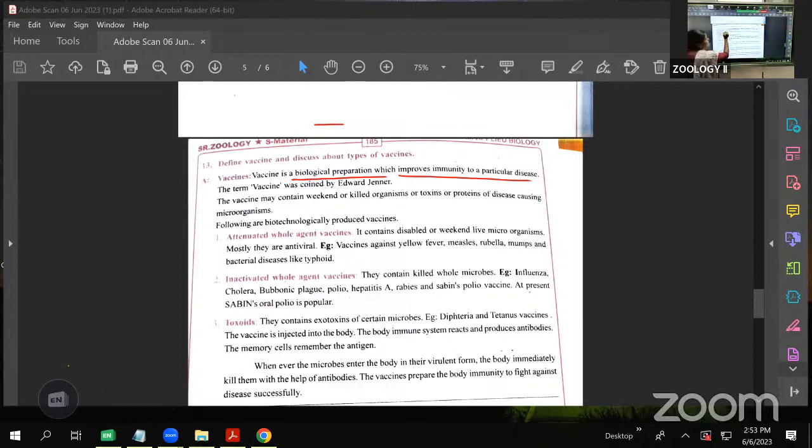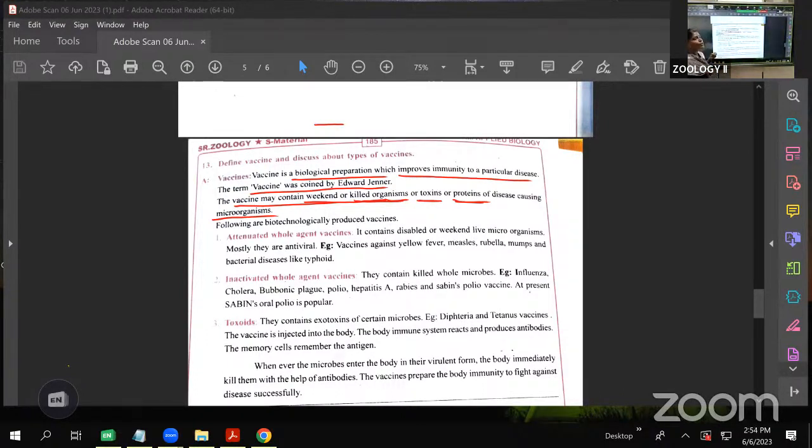Here the term vaccine was coined by Edward Jenner. Next, a vaccine may be a weakened or killed organism. Weak organisms or killed organisms are prepared from the toxins or the proteins of the disease-causing organism. The vaccines we prepare from the microbes that cause the disease. Like how weak organisms we can take, or killed organisms we can take. The organisms produce poisonous substances, those toxins we can take, and the proteins they produce also we can take. Clear?